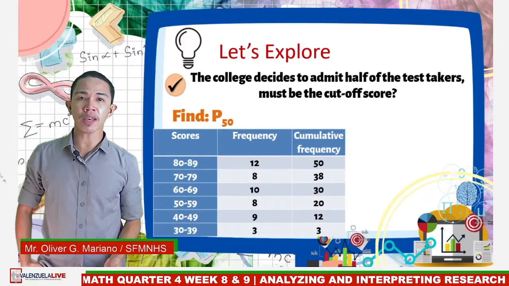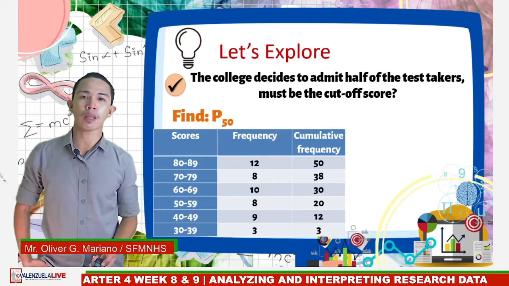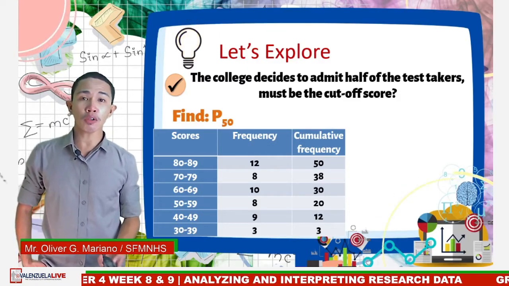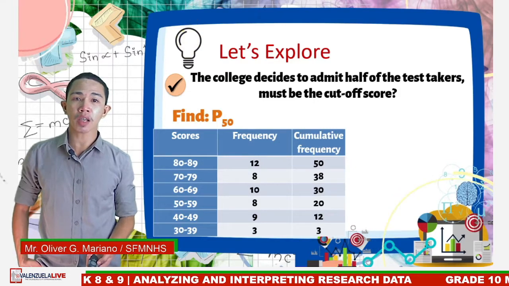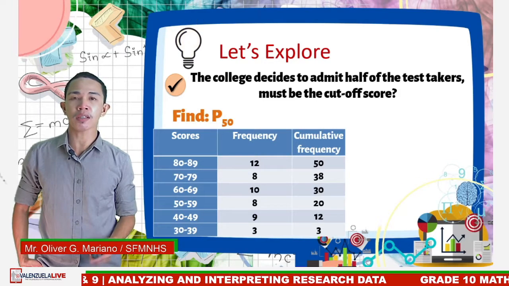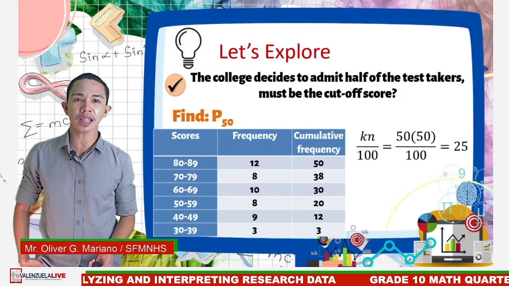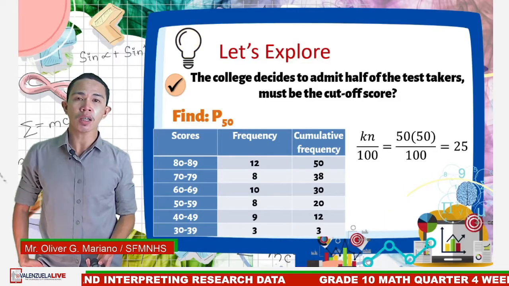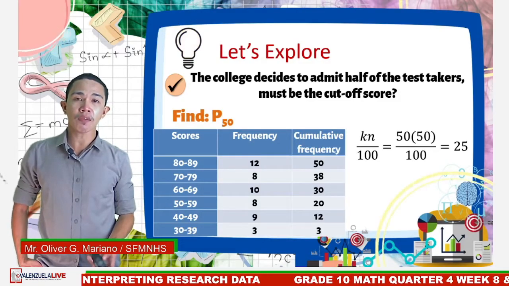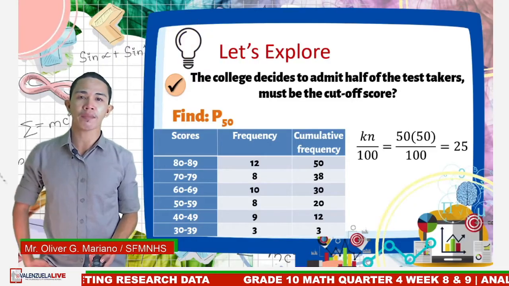Again, we were given earlier this frequency distribution table. The first thing to do to find P50 is to compute for the locator formula or location of P50. That is K times N over 100, which is equal to 50 times 50 all over 100, and that gives us 25.